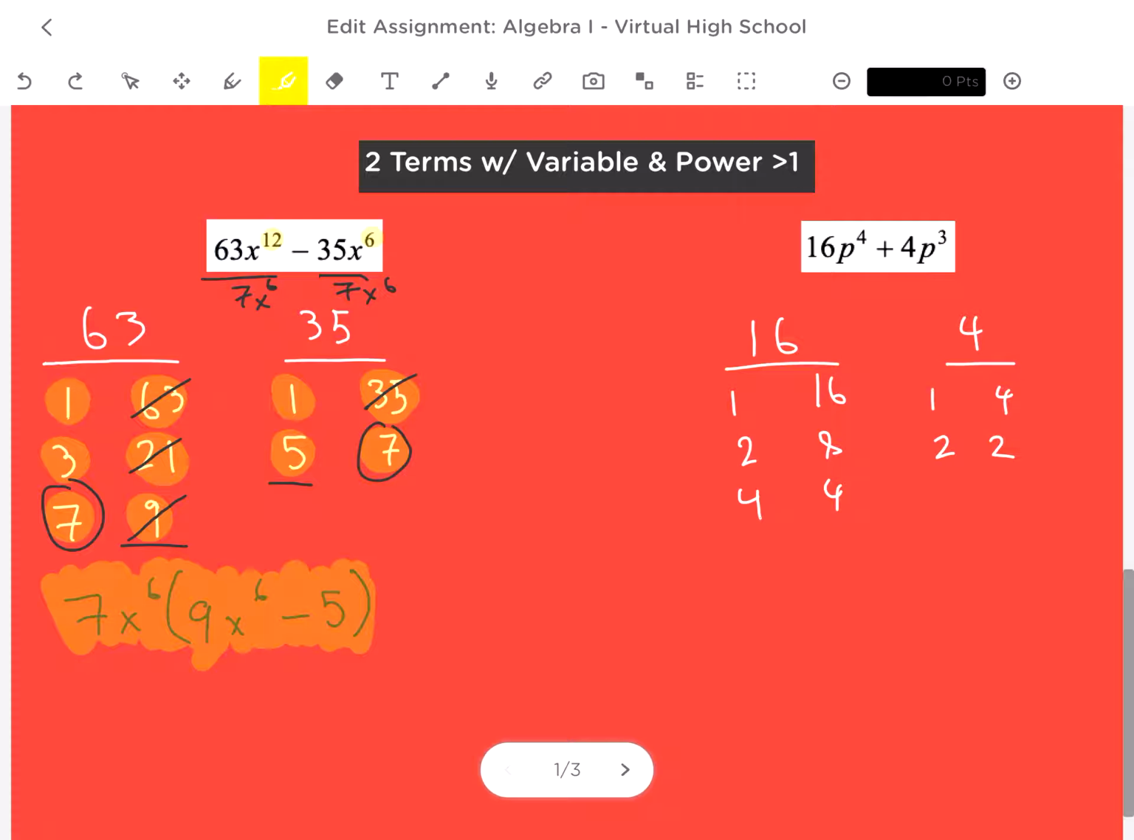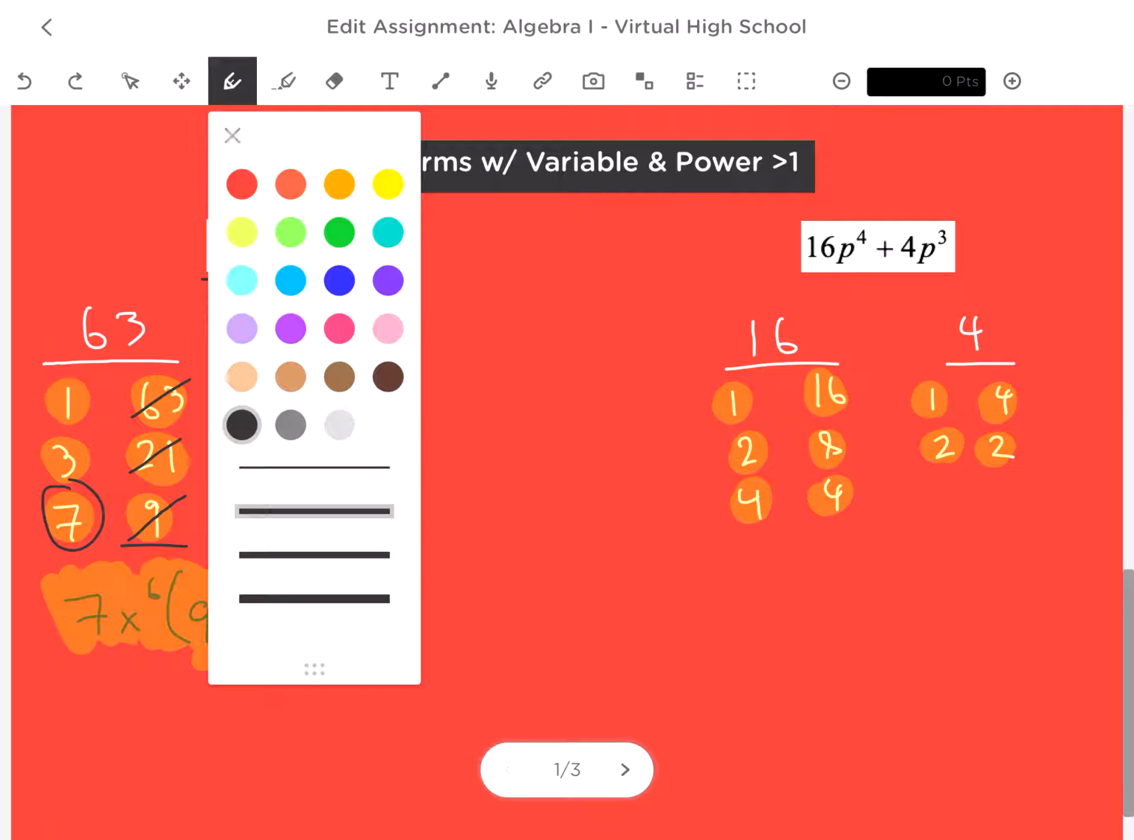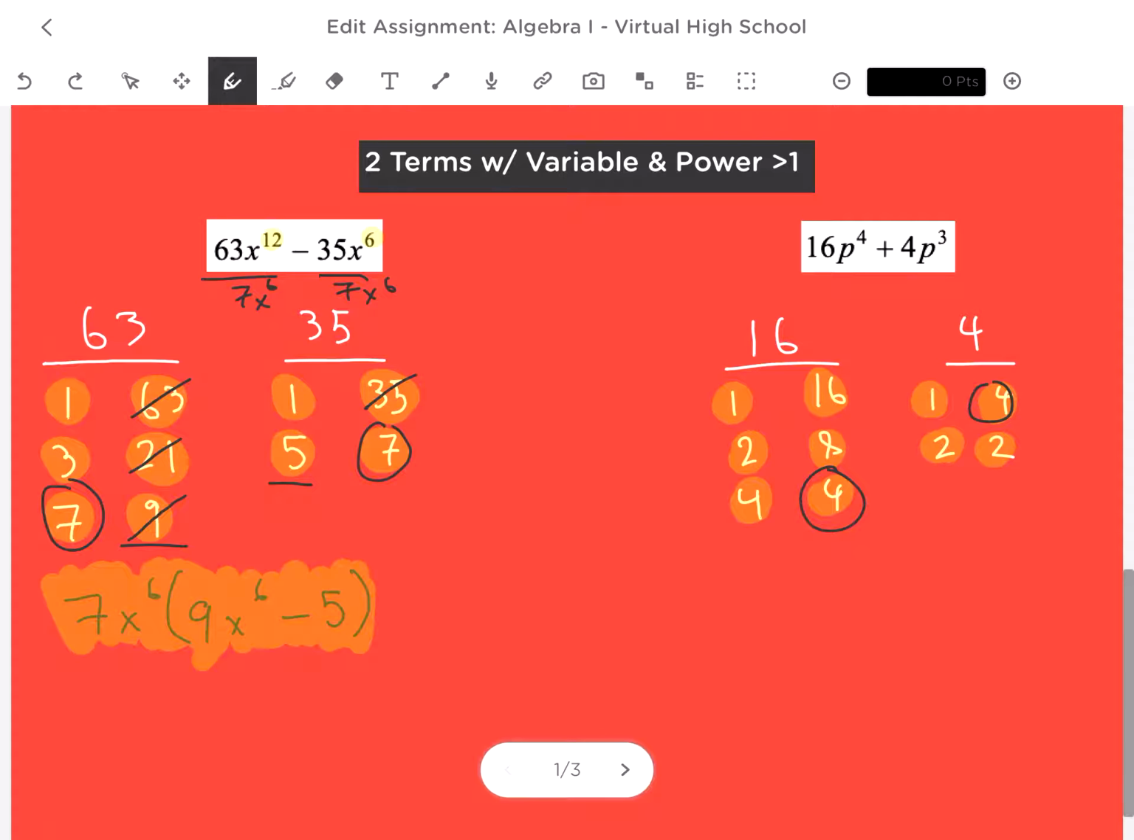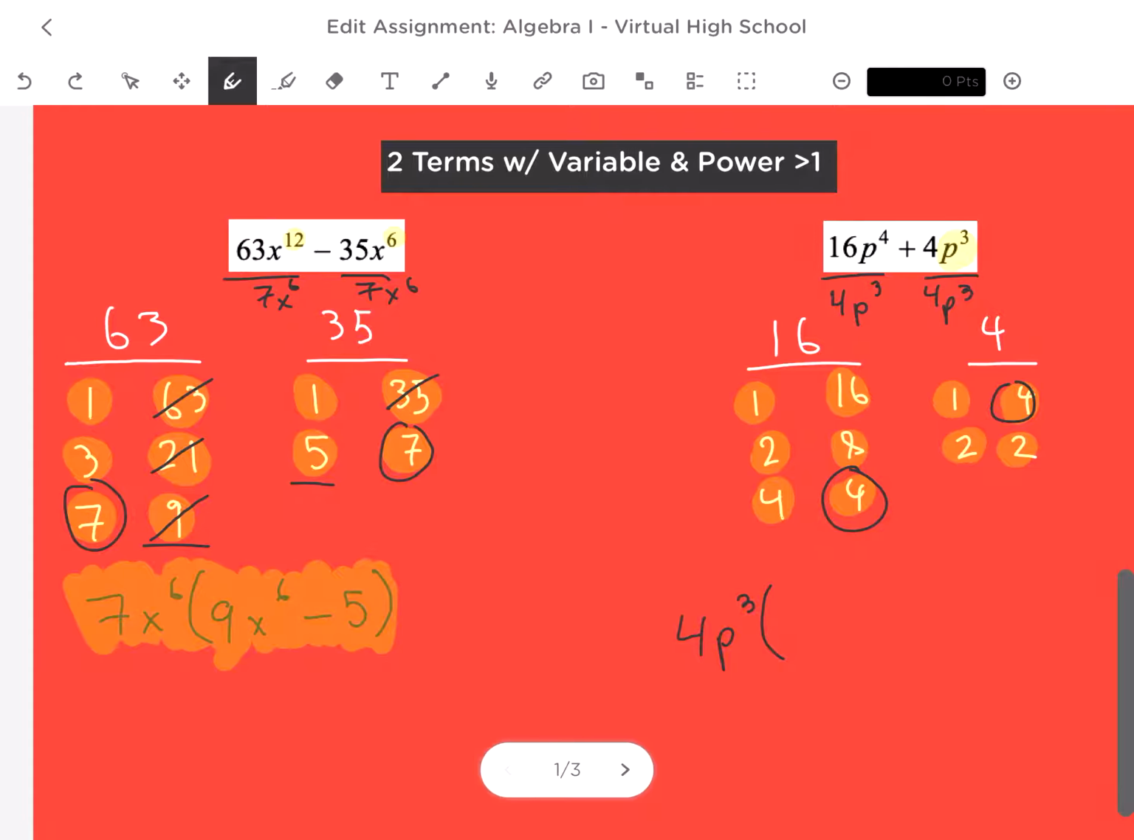Okay, so here are all of my factors, and I can already tell the biggest one is going to be 4. Okay, right there. All right, so that means I'm going to divide both of these by 4, and I'm also going to divide by the variable with the power that's lower between the two. So that means I'm going to divide by p to the 3rd power on both sides. p to the 3rd, p to the 3rd. Okay, so 4p to the 3rd is going to come out. 16 divided by 4 is 4.